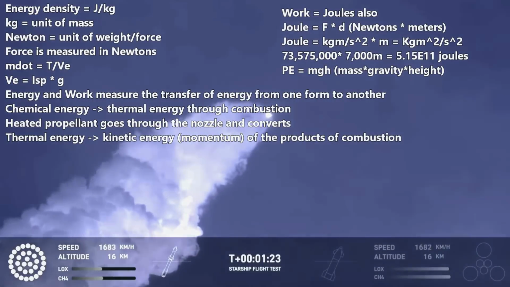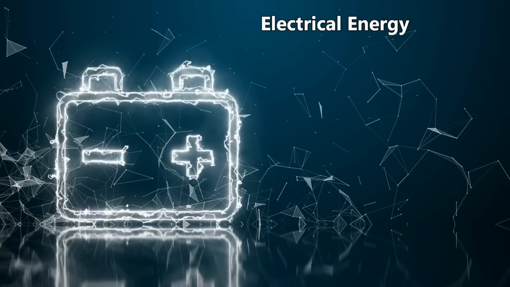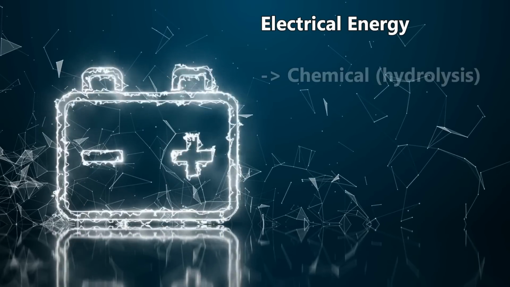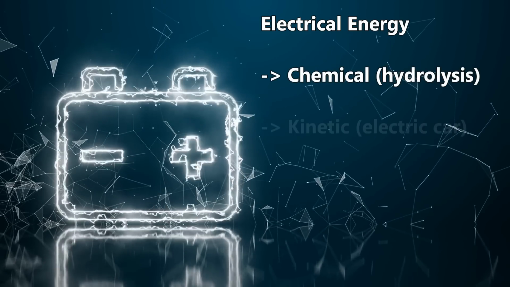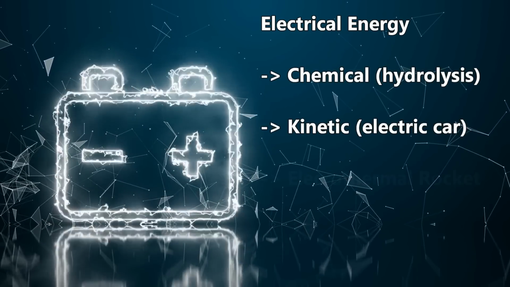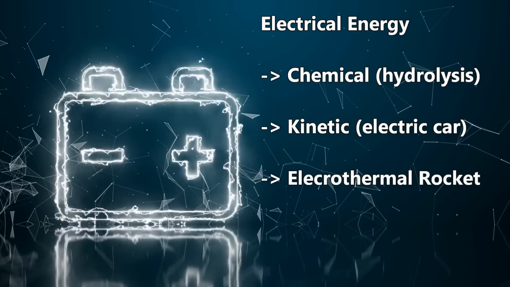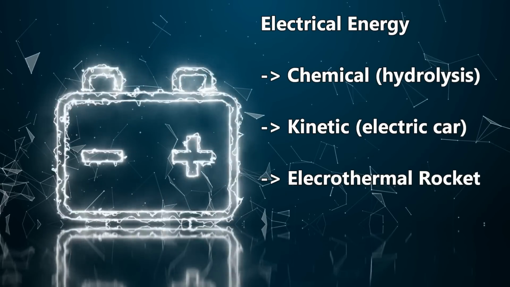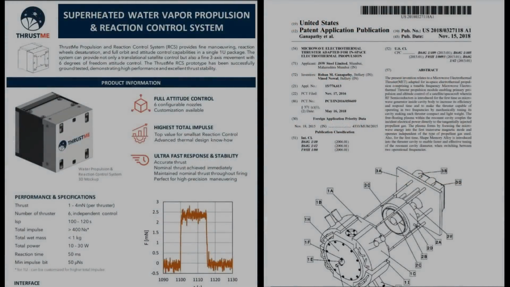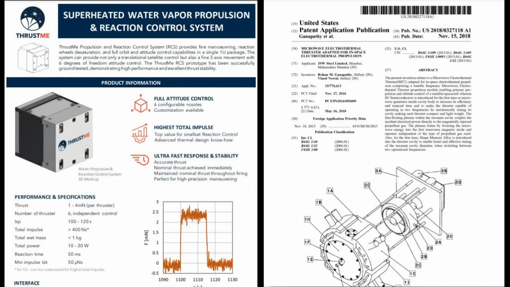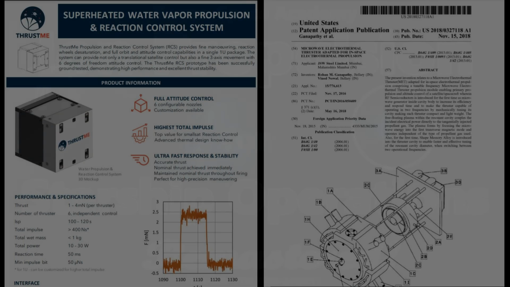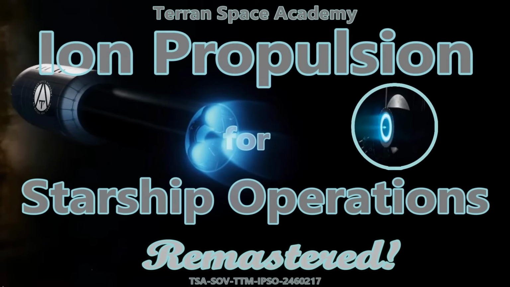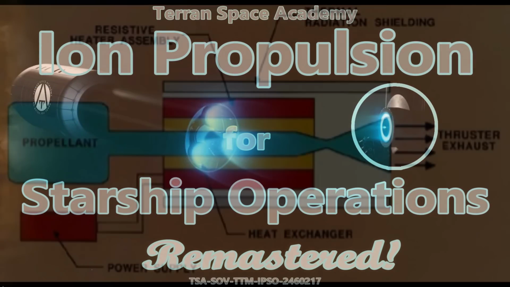Electrical energy is one of the most useful types of energy that humanity has discovered so far, and can be used to produce other types of energy. Chemical in the electrolysis of water, or kinetic in our electric cars, or even rocket thrust, like the electrothermal rocket engine seen here. These engines use electrical power from batteries and solar arrays, or potentially nuclear power, to heat or even ionize a propellant to produce thrust. These are different from ion engines that use magnetic or electric fields to throw the propellant out the back.